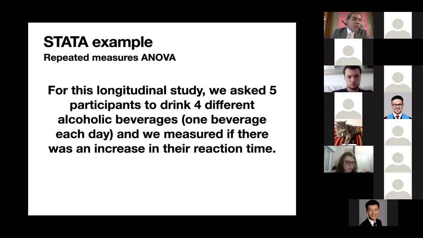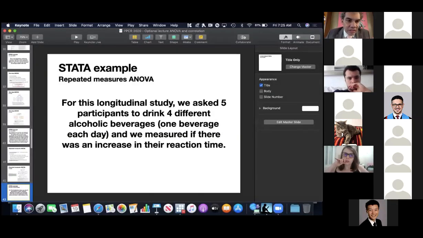So we go to our example number 3. Example number 3 for repeated measures ANOVA, okay? So for this longitudinal study, we ask 5 participants to drink 4 different alcoholic beverages, 1 beverage each day. And we measure if there was an increase in the reaction time, okay? So it's drinking 1 alcoholic beverage to see if there is a decrease in the reaction speed, so they become slower, you know, and we'll see which type of beverage has the slowest reaction time. So we'll go to STATA and see how this works.